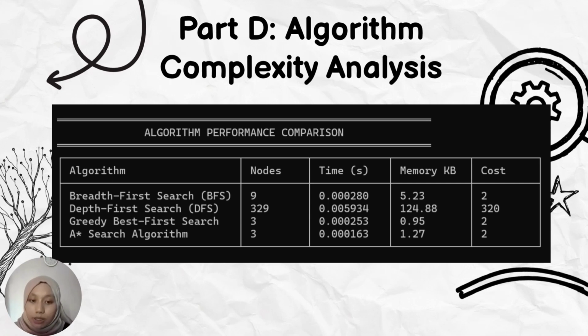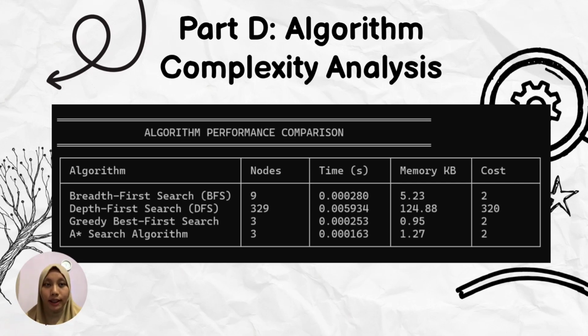While greedy best first search was very fast, expanding only 3 nodes, it used the least memory at only 0.95 KB. While A star search was our top performer, it matches greedy search in expanding only 3 nodes, but it was the fastest overall, clocking in at just 0.000163 seconds.